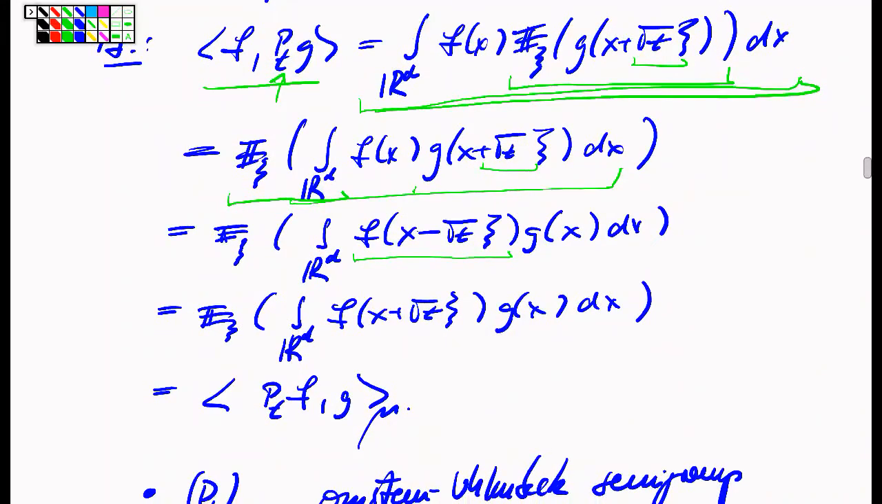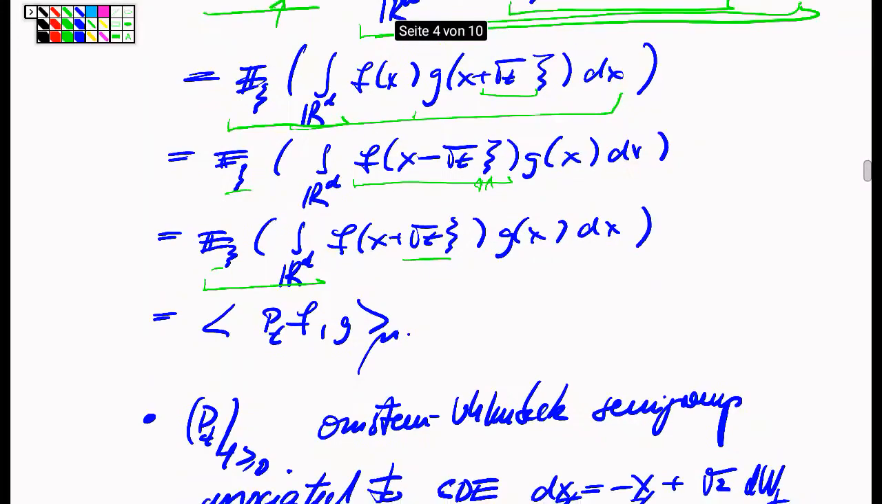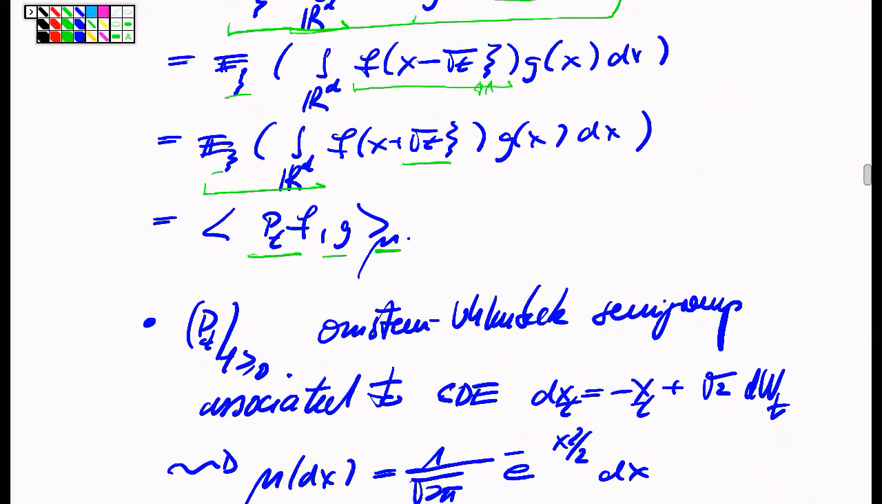But I can use the fact that if xi is a standard Gaussian random variable, then minus xi is again a standard Gaussian random variable, so therefore the expectation does not change if I replace xi by minus xi because the distributions are the same. And hence I'm ending up here at this expression, which by another interchanging of the Euclidean integration and the expected value yields back exactly the inner product in Lebesgue space, where mu is the Lebesgue measure, of Pt acting now on f in the inner product with g. So therefore, in fact, Lebesgue measure is a symmetrizing measure for this semigroup.